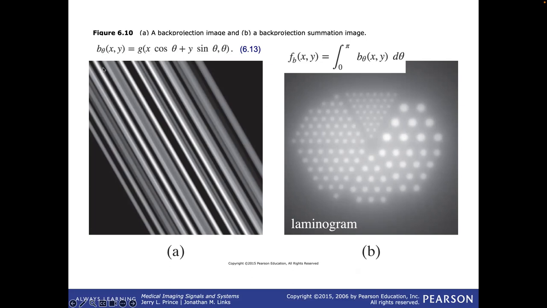If I do say 1,000 thetas and add them all up, or, in continuous calculus, integrate over theta, this is what our final image looks like. I integrate over theta from 0 to 180 degrees and just add up each one of these functions. That sum is called a laminogram, which is here, and it looks like this. You can see it looks somewhat like our object. It's pretty good, actually, except there's a lot of blurring and a lot of background haze.